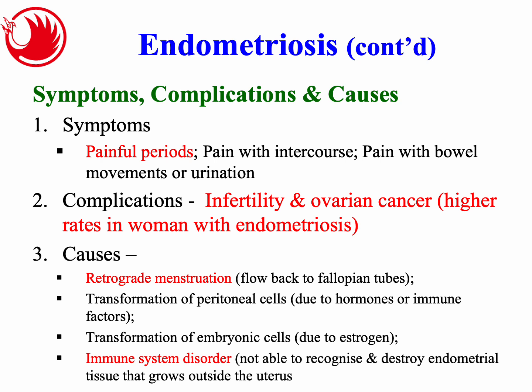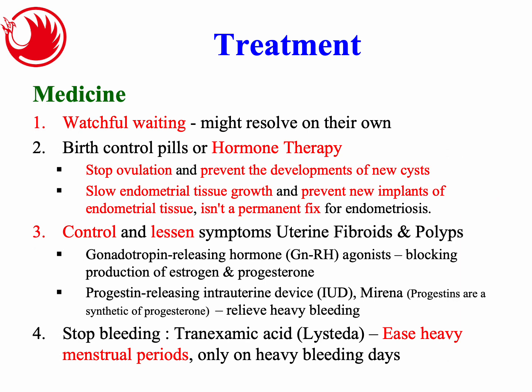So in summary, endometriosis causes painful symptoms, and can lead to infertility and a higher risk of ovarian cancer. It can result from retrograde menstruation, cell transformation, and immune system disorder. Next, we look at the treatment options.